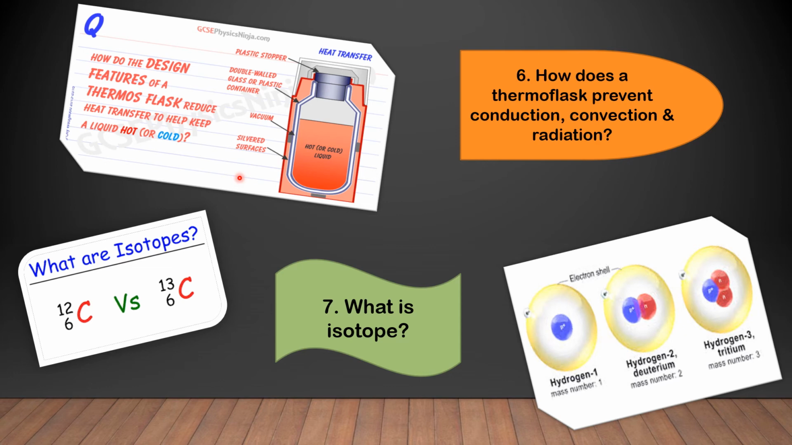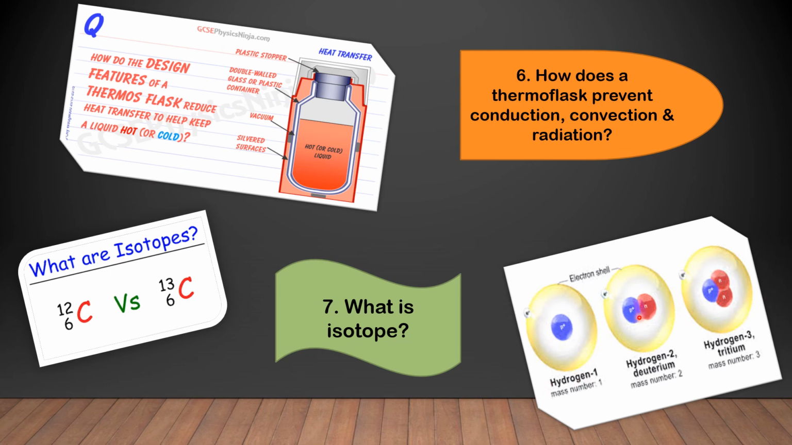Now the next question is a very interesting and important question. That is, what is isotope? Answer is, the atoms of a particular element may have different mass number. These atoms are called isotopes of that particular element. You see the diagram examples I have given.